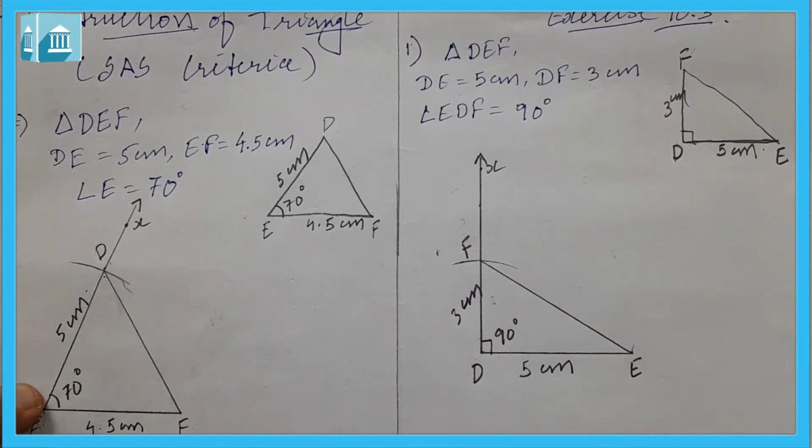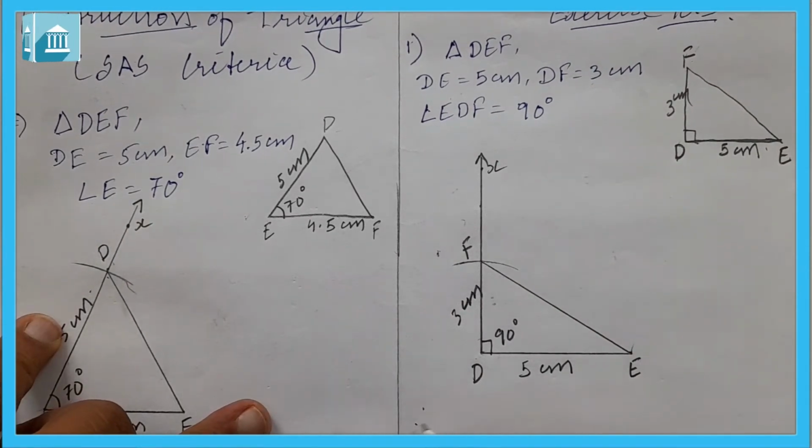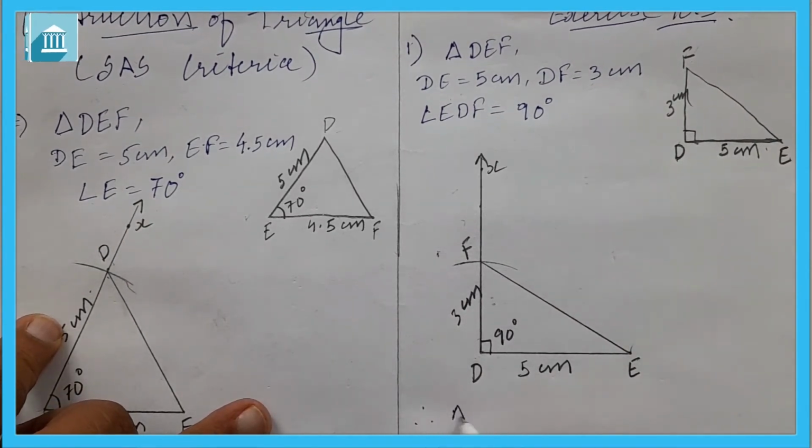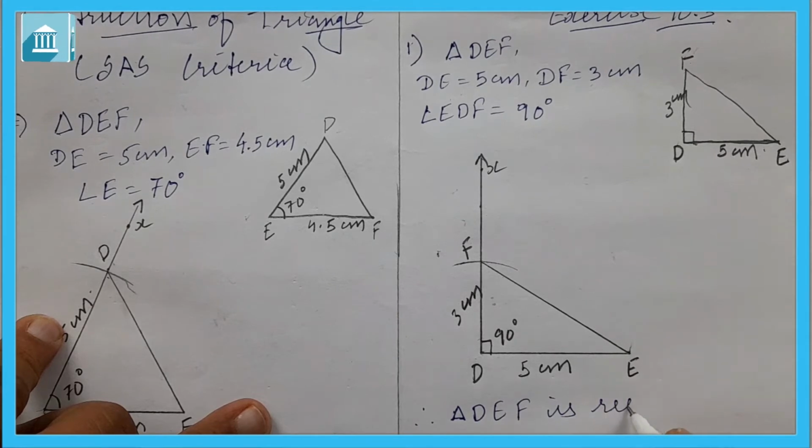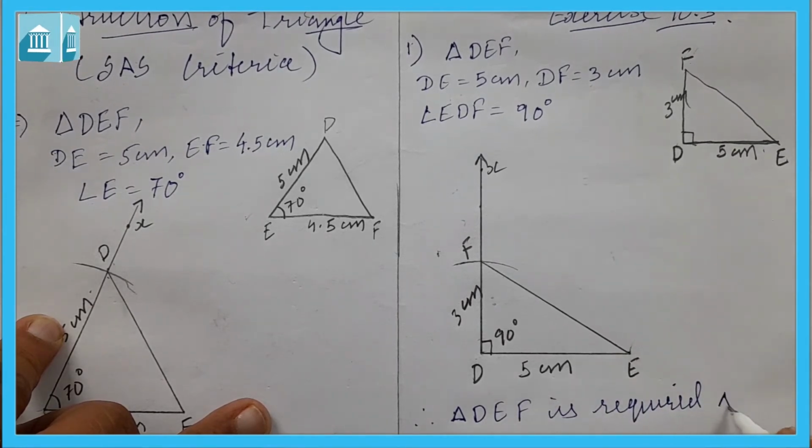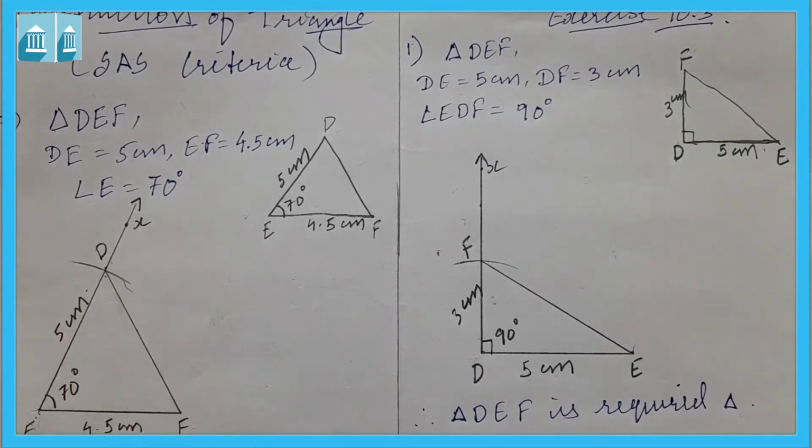So triangle DEF is the required triangle. So we can say therefore triangle DEF is the required triangle.